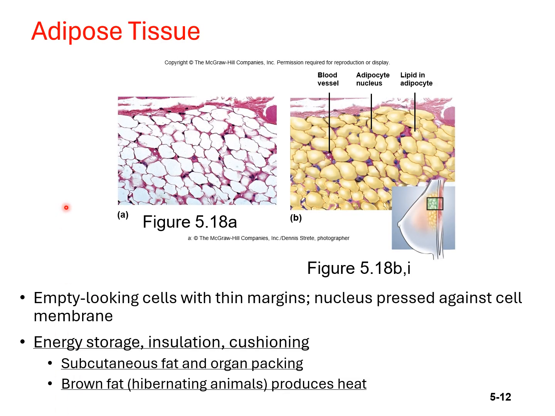This is what it looks like, sometimes called white fat, where you just have the adipose cells, the adipocytes, and when they are storing lipids and cholesterol, they start to swell up, and when they lose them, they just kind of shrivel up. So they kind of look like a cluster of grapes. It's used for energy storage, insulation, cushioning, subcutaneous fat and organ packing, and again, brown fat, hibernating animals. It's used to produce heat.